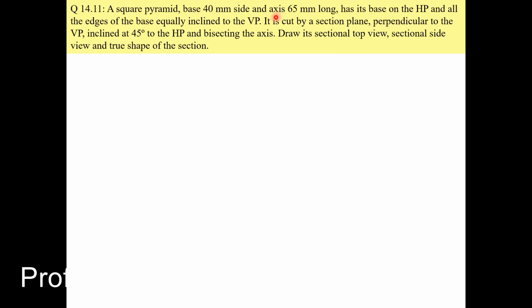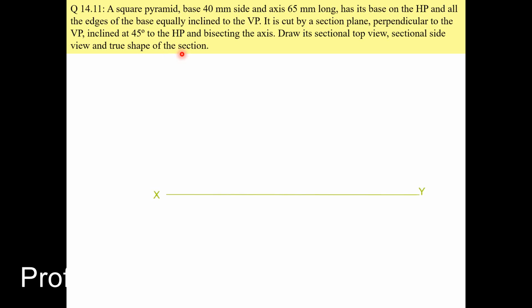Then it is cut by a section plane. The section plane is given perpendicular to VP, and it is inclined to HP. So we are going to use this section plane in the front view, bisecting the axis. So it is at the center of this height of 65 mm, that is 32.5. At that point you have to take a 45-degree angle and cut the solid. Now they have asked you to draw a sectional top view, sectional side view, and true shape of the section. So let's begin with the problem.